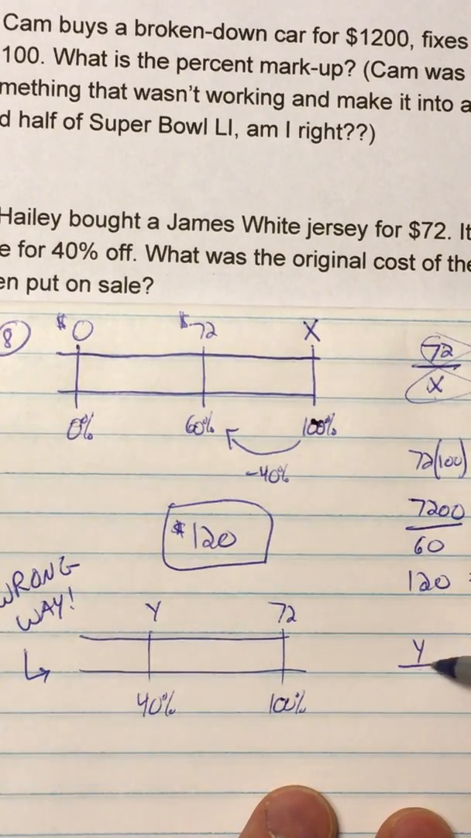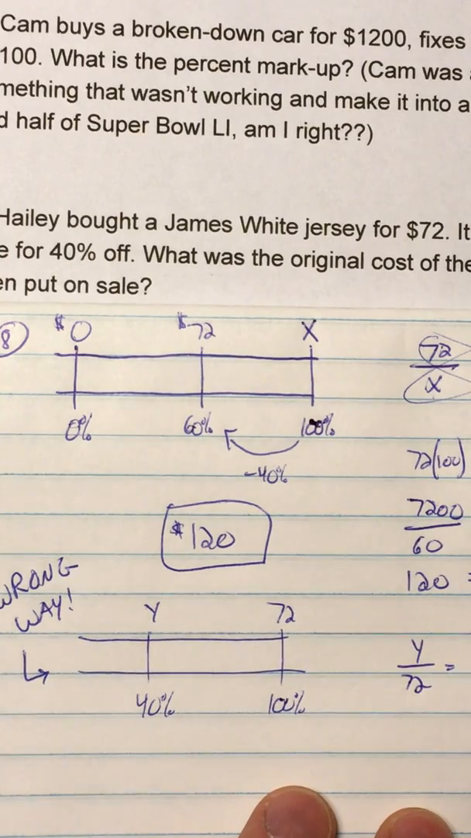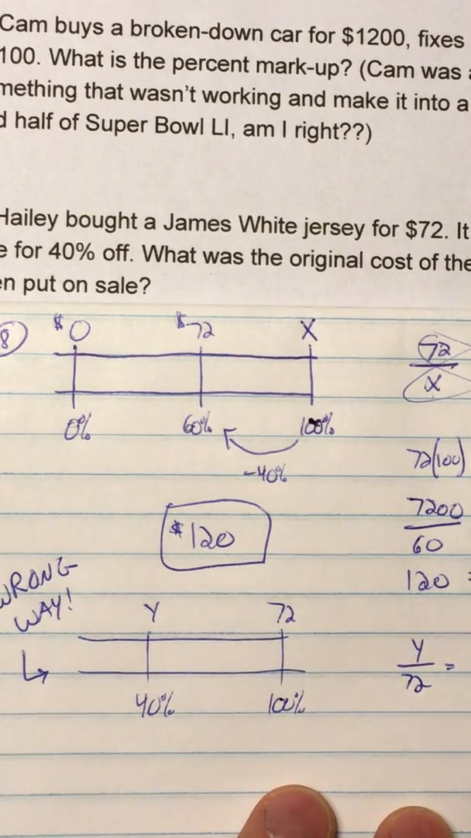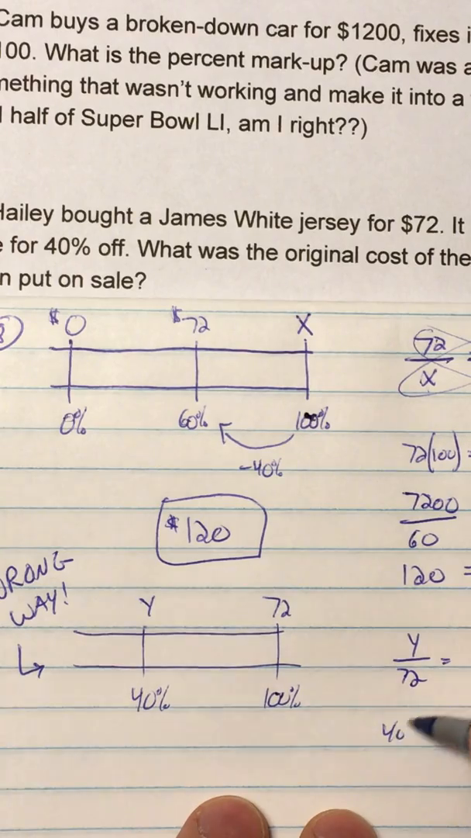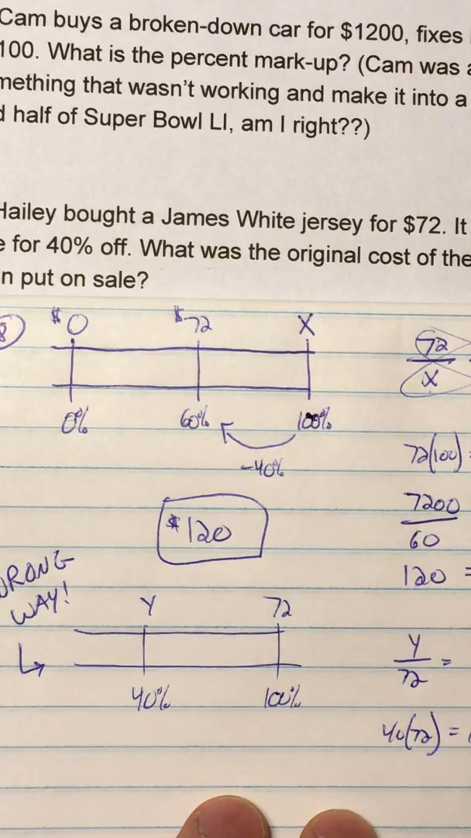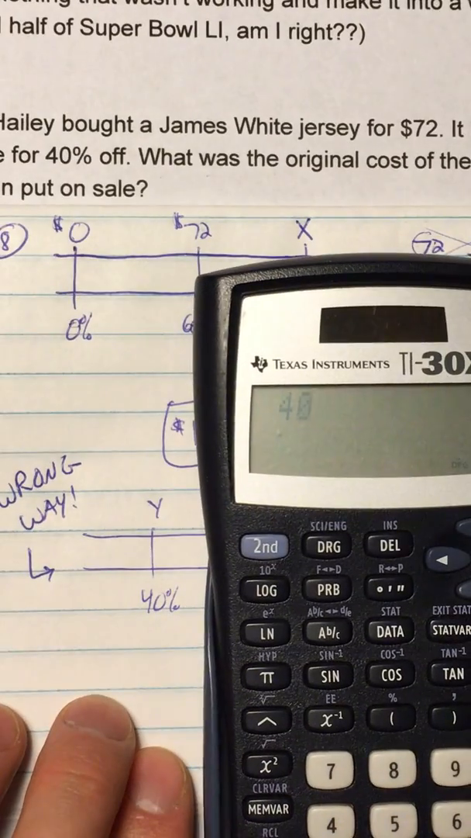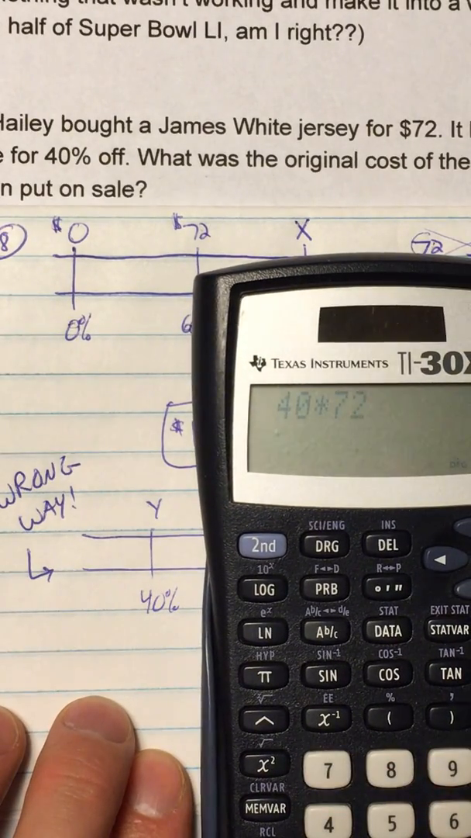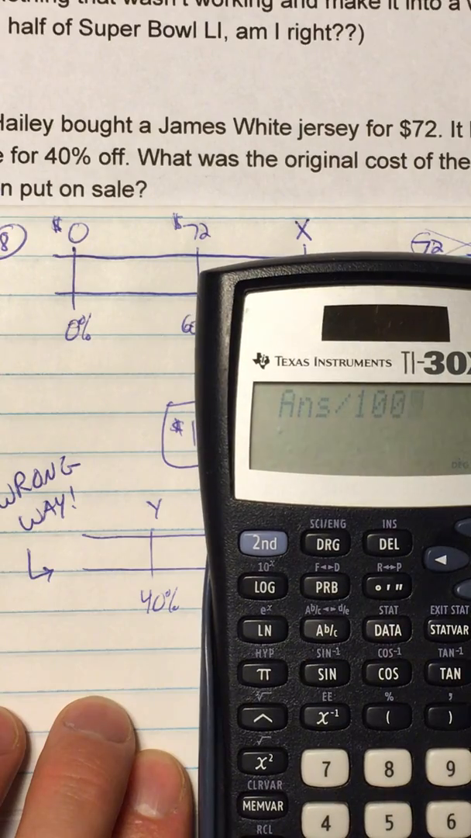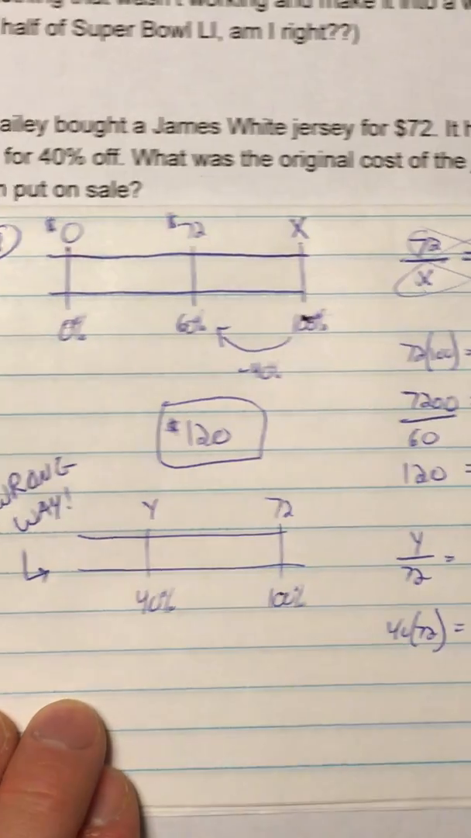If you do that, you get Y over 72 equals 40 over 100. 40 times 72 equals 100 times Y. 40 times 72, and then going to divide by 100, is $28.80.